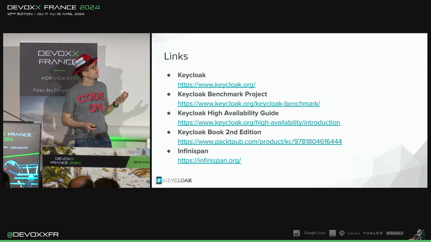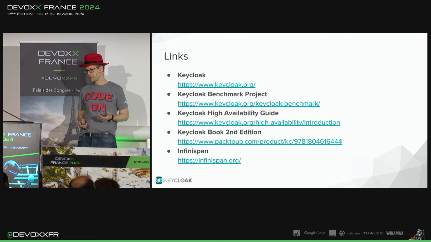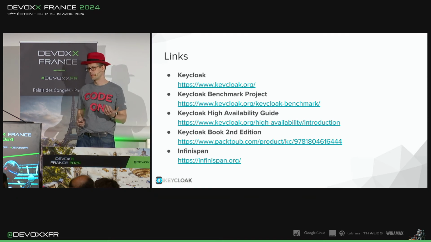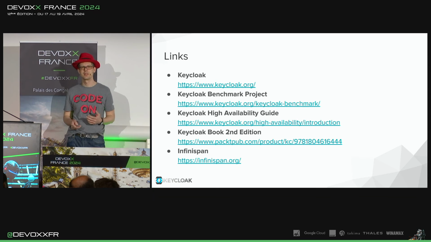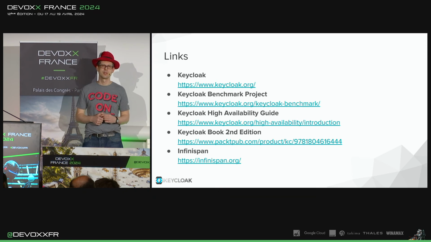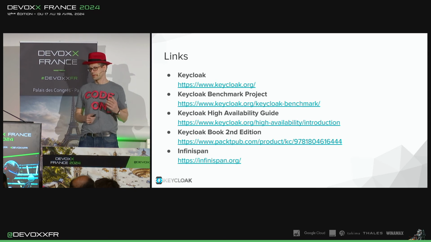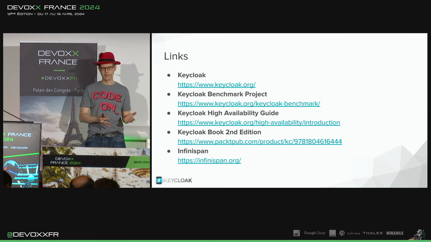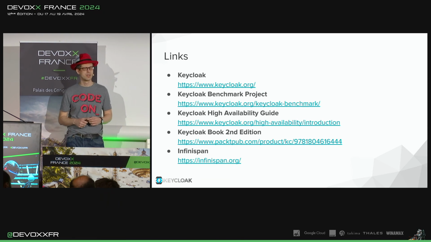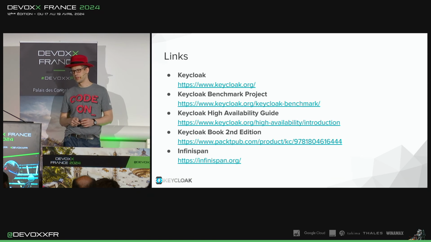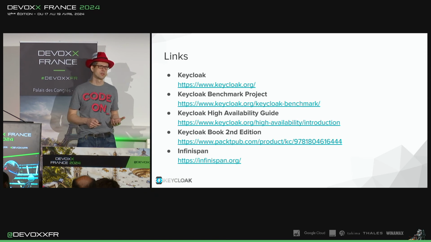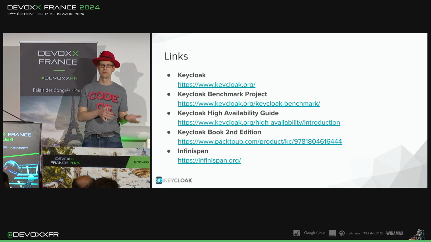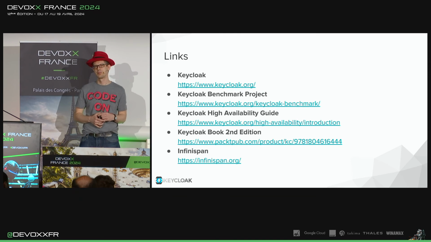The things we talked about today: Keycloak with its own homepage. Keycloak Benchmark has its own sub-homepage. There's the Keycloak High Availability Guide, which has been updated a lot for Keycloak 24, describing what Keycloak supports. These are the blueprints for AWS, but also the criteria for how to do it in other non-AWS environments. There's the Keycloak book, 2nd edition. The major upgrade there was going from the Wildfly setup to the Quarkus setup.